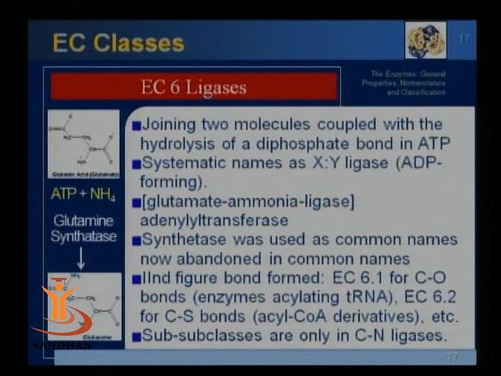And the last class of enzymes are the ligases, which are able to join two molecules together, and this coupling of the two molecules involves hydrolysis of the diphosphate bond in ATP, or maybe any other form of energy-rich compound. Any type of nucleoside triphosphate derivative could be involved to donate the energy. Now, the systematic name in the case of ligases is derived from a pattern, that is X colon Y ligase, with ADP forming in brackets, because the formation of ADP is an essential part of the ligation process. So it has to be shown in brackets wherever the enzyme name is given.